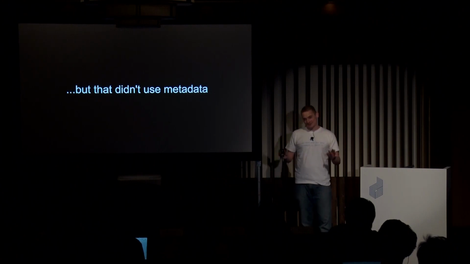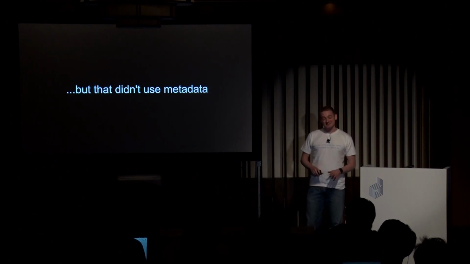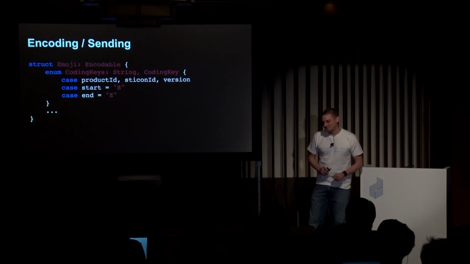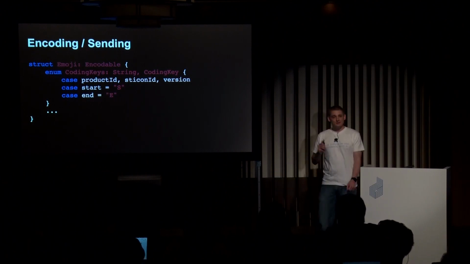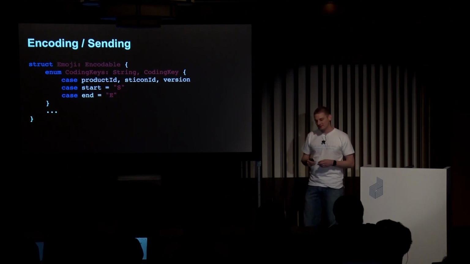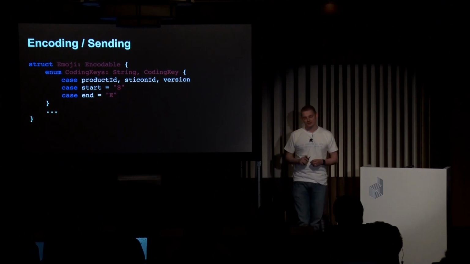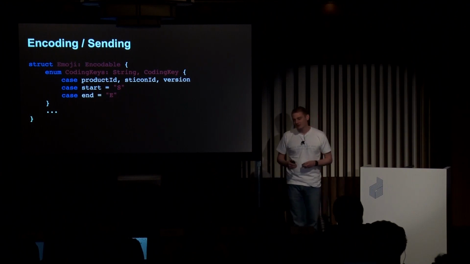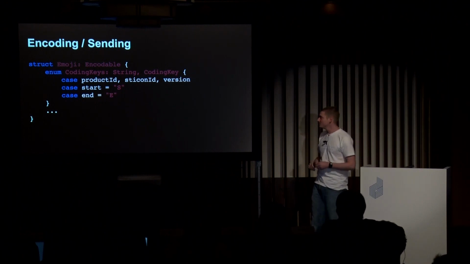Okay. I know I said metadata and made a big deal about it, and then I didn't actually use metadata. But that's because we didn't encode or send anything yet. So, remember autocodable came out with Swift 4? Sounded really cool. Can't use it yet. If we use the auto-encodable right now, it's going to encode our product ID, our stick-on ID, our version, our keyword, our start, and our end. But remember, we're using our super secret S and E instead of start and end, and we don't want the keyword in there.